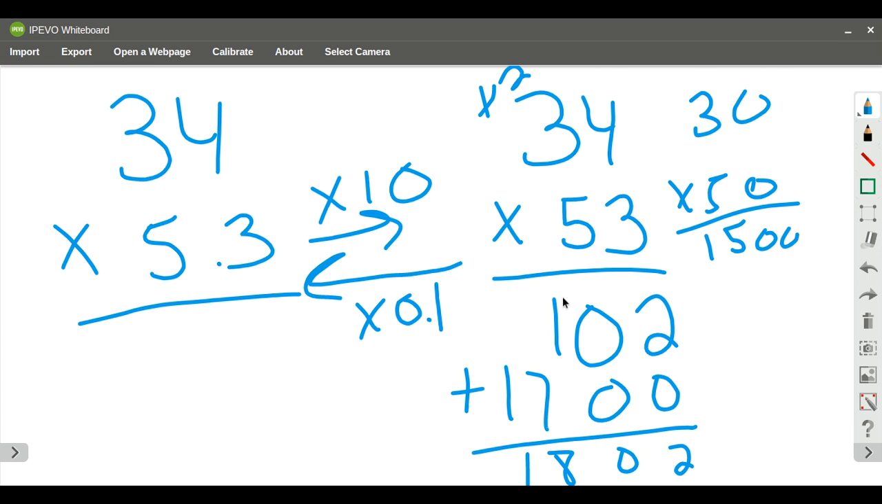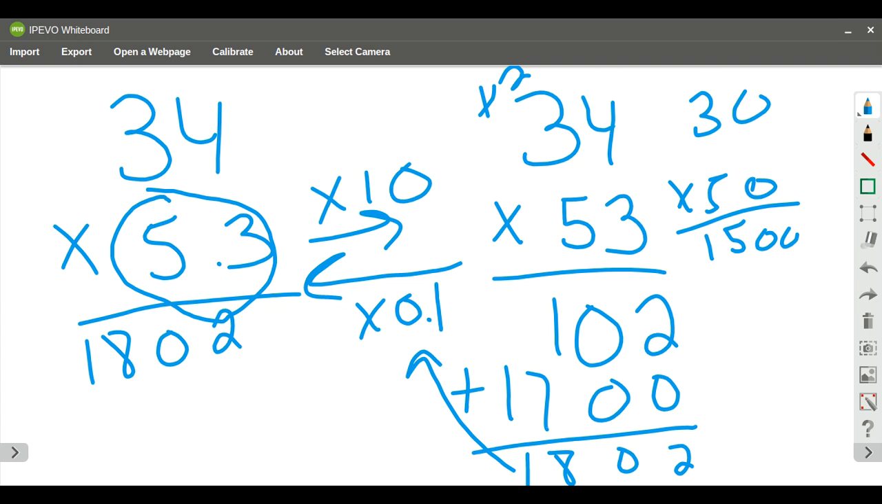And because I multiplied by 10 to get to 53, that means I need to take my answer of 1,802 and I need to multiply it by 1/10 to find my answer. So I'm going to write 1802 under my original problem. And looking for that pattern, here I have 1 number behind my decimal. Well, when I multiply this by 1/10, I end up with 1 number behind my decimal as well. So my answer that I get is going to be 180 and 2/10. So 1 number behind my decimal here means I have 1 number behind my decimal there.